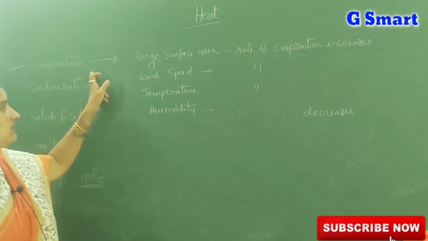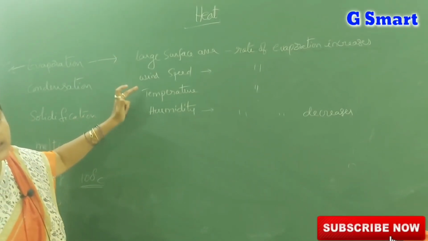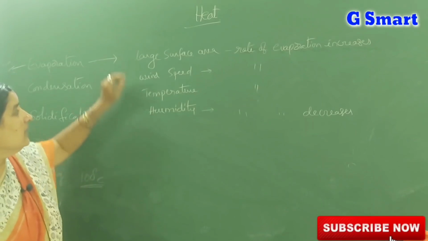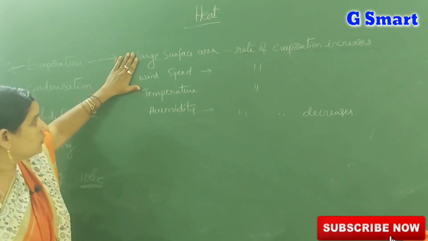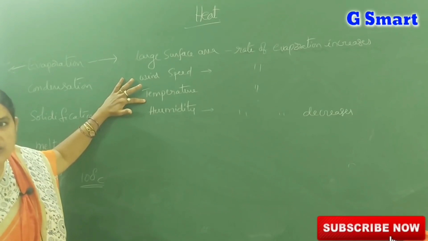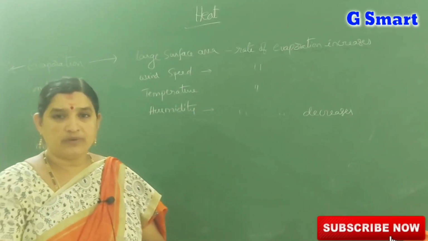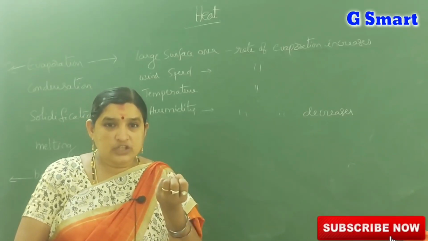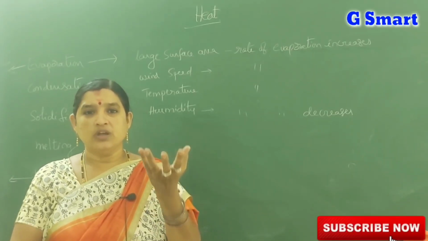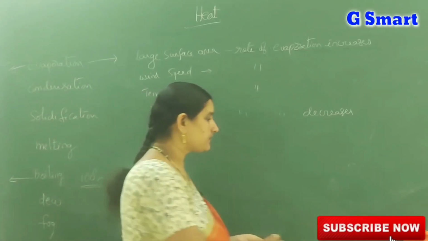So the factors affecting the rate of evaporation are large surface area, wind speed, temperature and humidity. Of these, large surface area, wind speed and temperature increase the rate of evaporation, but humidity decreases it. When the atmosphere has less humidity, evaporation takes place more. When it has more humidity, evaporation takes place less.